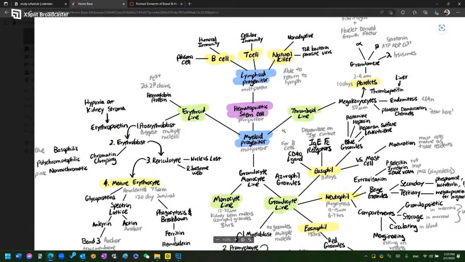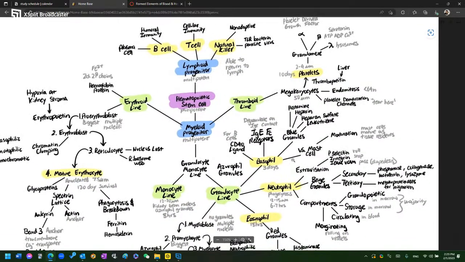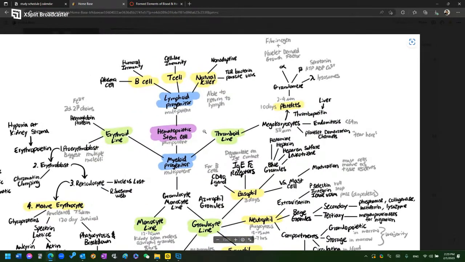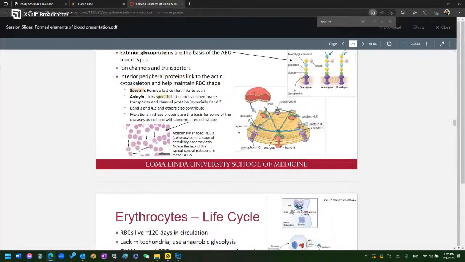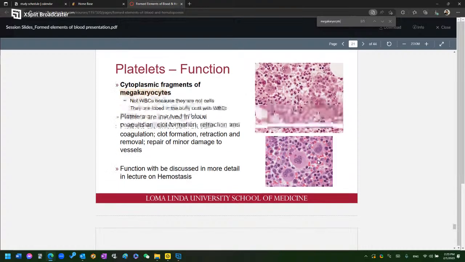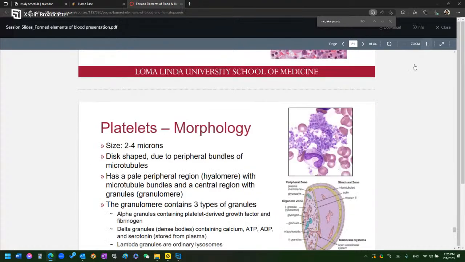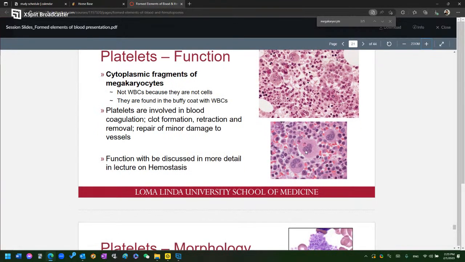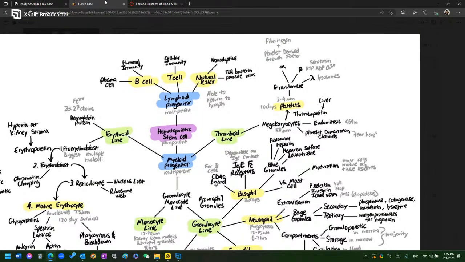Then I'll go on to our thrombocytes, which is our platelet line. Platelets derive from megakaryocytes, which are these big boys. Which have a single nucleus, sort of, but it's really split up.